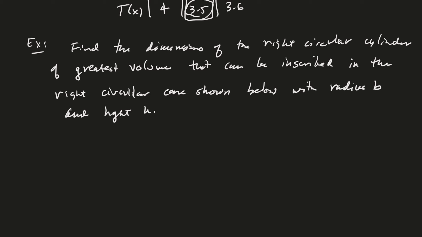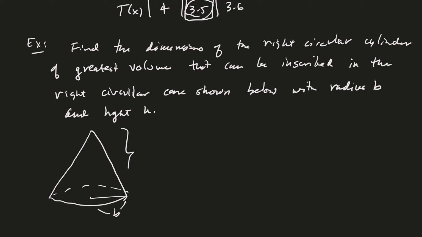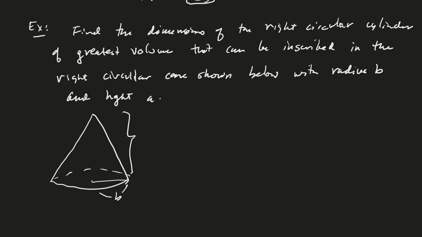So the right circular cone that we're thinking about looks like this. Okay, so we said that the radius was b, so b is the radius here, and then the height, actually the height should be a, not h, sorry about that. Oops, a. Good. And now what we're talking about with this right circular cylinder is that it's parked right in the middle.